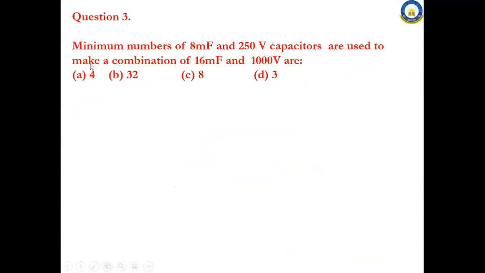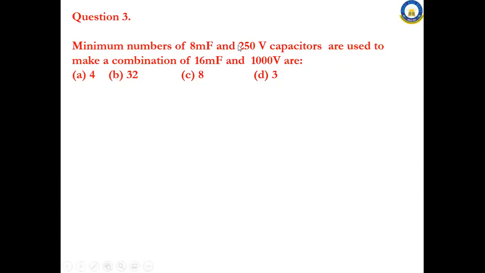So read the question. Minimum number of 8 microfarad and 250 volts capacitors used to make a combination of 16 microfarad and 1000 volts are. It means how many capacitors of this capacitance and voltage rating should be used to get a value of 16 microfarad and 1000 volts. So how many capacitors?